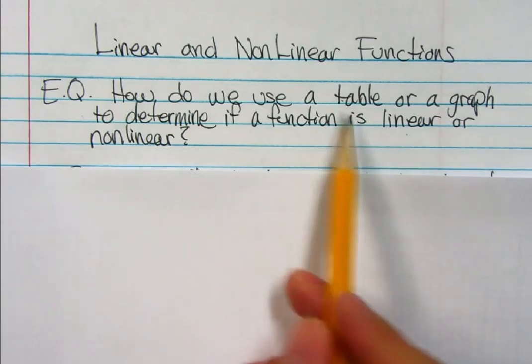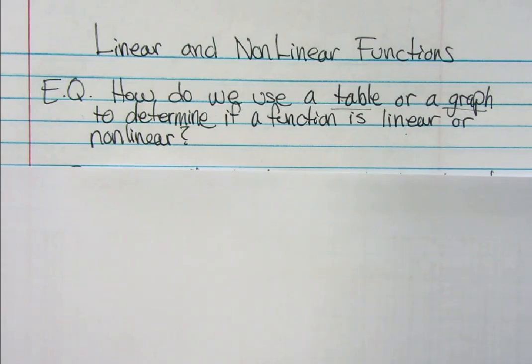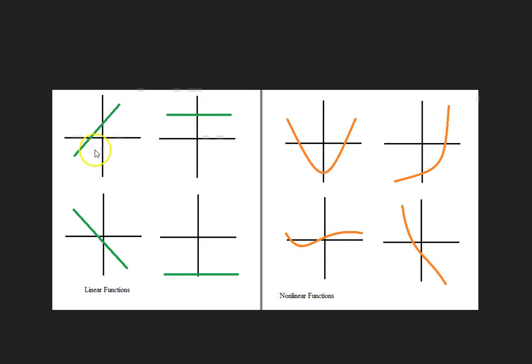We're going to be looking at tables and graphs and figuring out whether it's linear or not linear. Here are some examples of each. On the left side here, I have forms of linear functions. So we've seen positive sloping lines, negative sloping lines, zero sloping lines. All these are examples of linear functions.